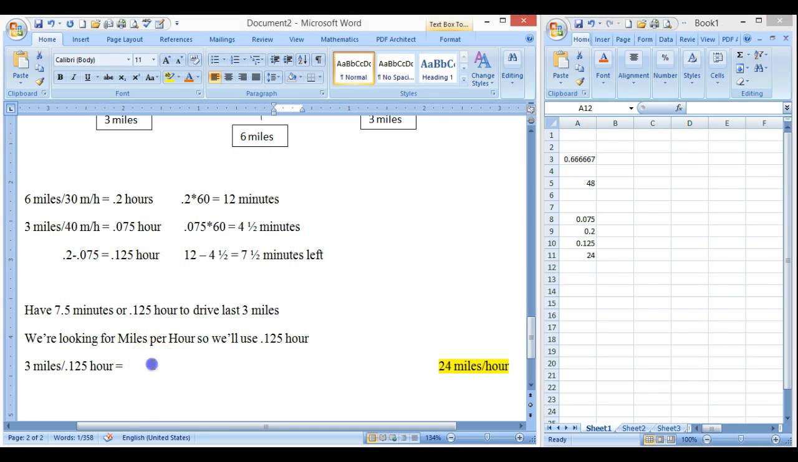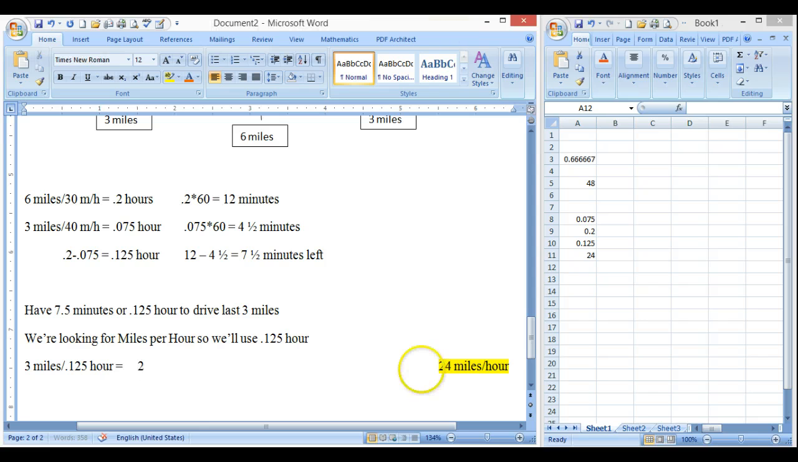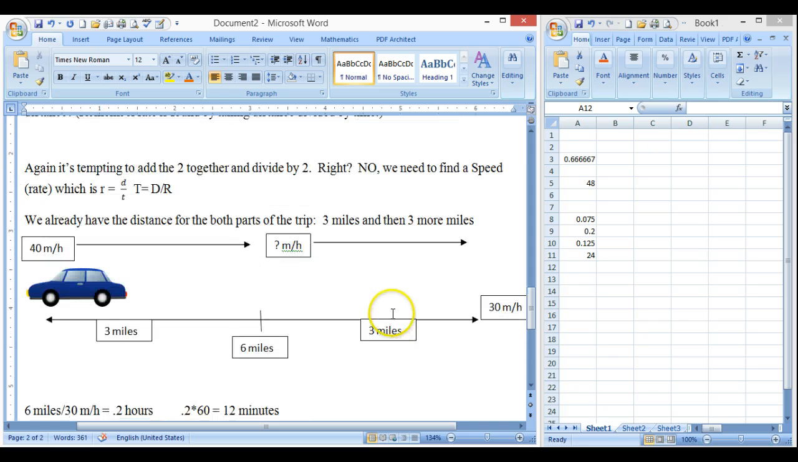I need 24 miles per hour. And we highlight this as my answer, so it's easy to find, and I already had that over here just as a reminder. And there we go. We found the answer for the second half of 24 miles per hour.